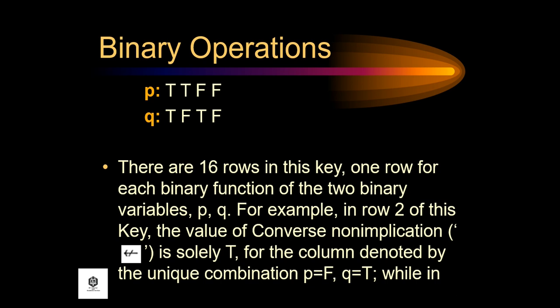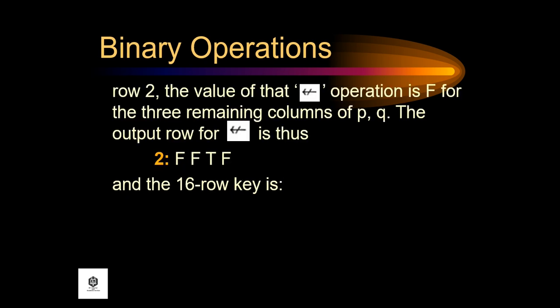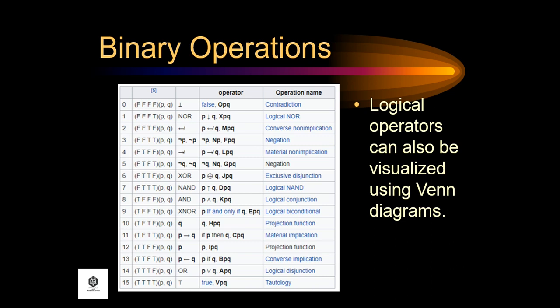For example, in row 2 of this key, the value of converse non-implication is solely T for the column denoted by the unique combination P is equal to F, then Q is equal to T, while in row 2 the value of that operation is F for the 3 remaining columns of P and Q. The output row for converse non-implication is thus F, F, T, F, and the 16 row key is like this.